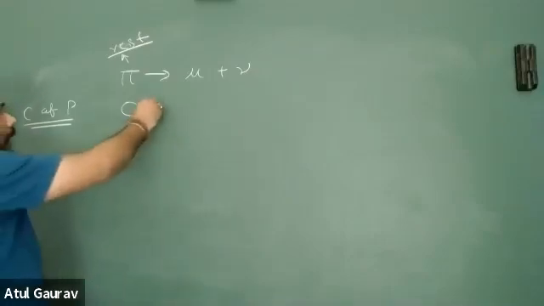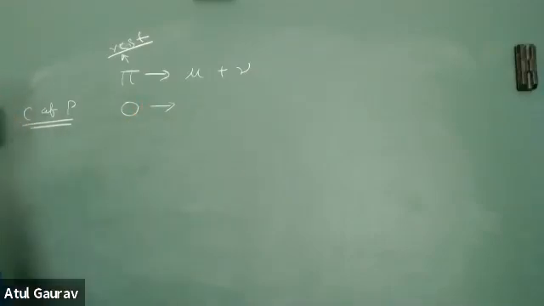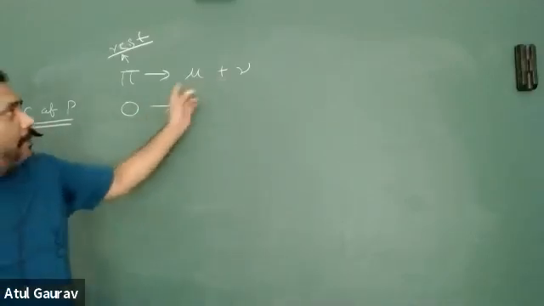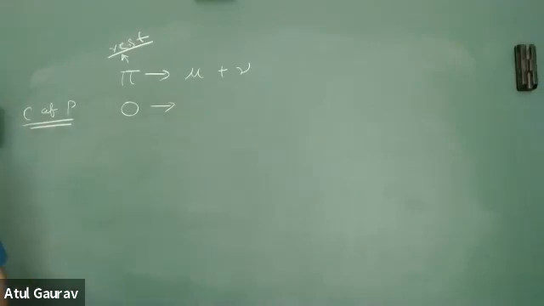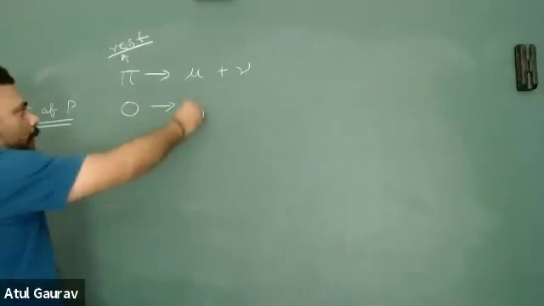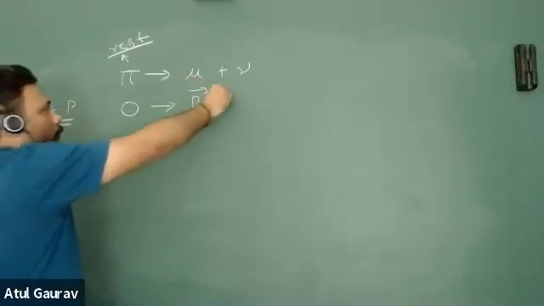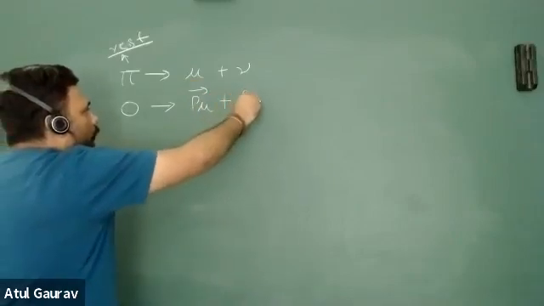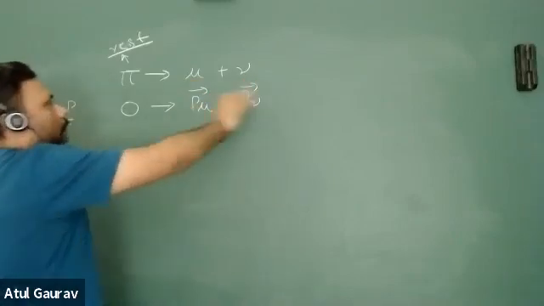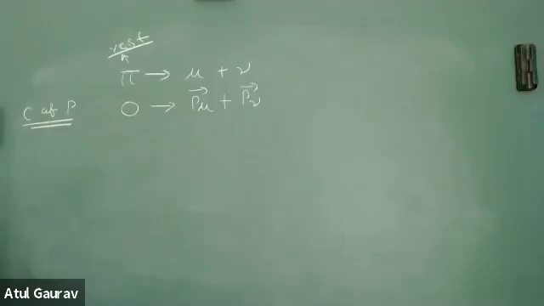And after the decay, it has 2 particles. And if there are 2 particles, then both have to have some momentum. So let us assume the momentum of the muon is P mu plus the momentum of the neutrino is P nu. I am using the vector condition.